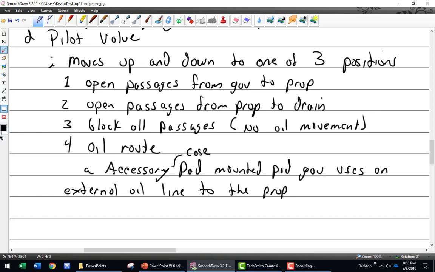I should change that a bit. External oil line to the front of the engine. Well, let's put this front of the engine. Front of engine. That works.